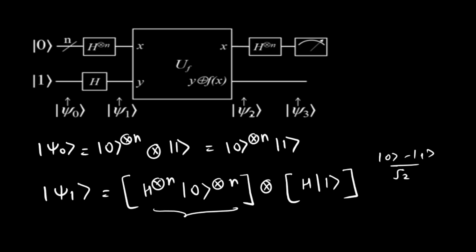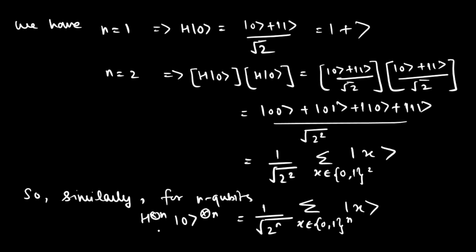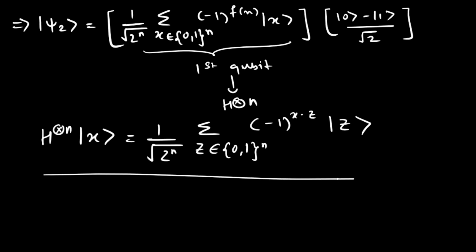Now after getting psi 2, the first qubit of psi 2 is operated by the n qubit Hadamard transform. That is, our first qubit is operated by H tensor product n. So in a nutshell, if we ignore this constant and summation, this transform is operated on the x state, which implies H tensor product n is operated on the x state. Now we saw that H tensor product n operating on 0 tensor product n gives us this expression. In the same manner, H tensor product n operating on x will give us this expression.